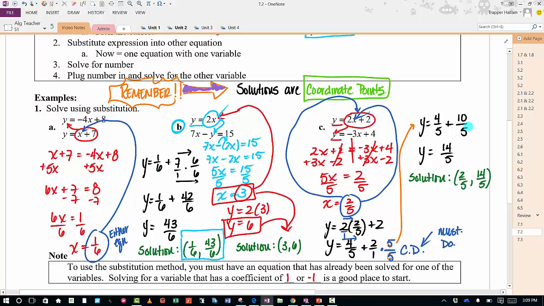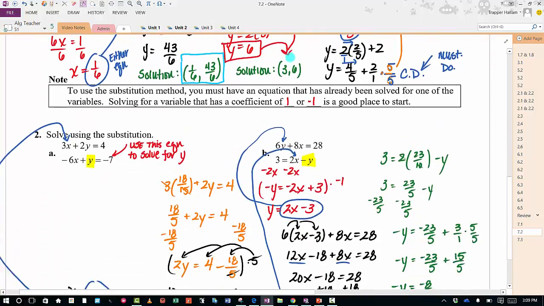So you jump up here, 4 fifths plus 10 fifths equals 14 fifths. That's your solution. Get used to fractions. Get used to ugly numbers. And those aren't even ugly. You ready? Let's do another one.